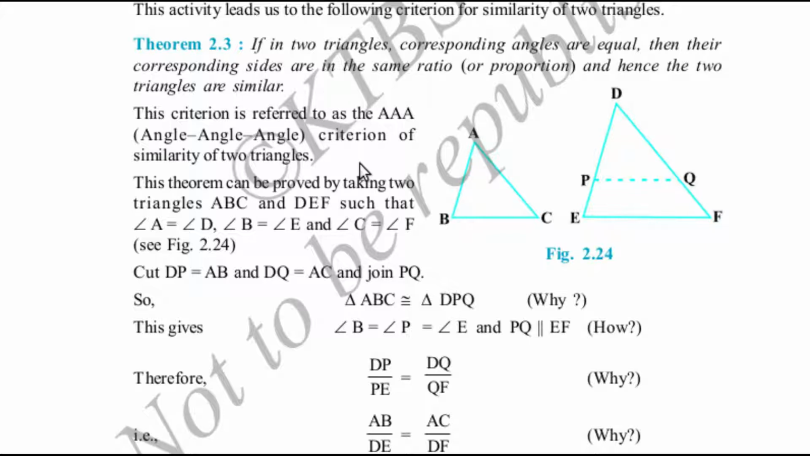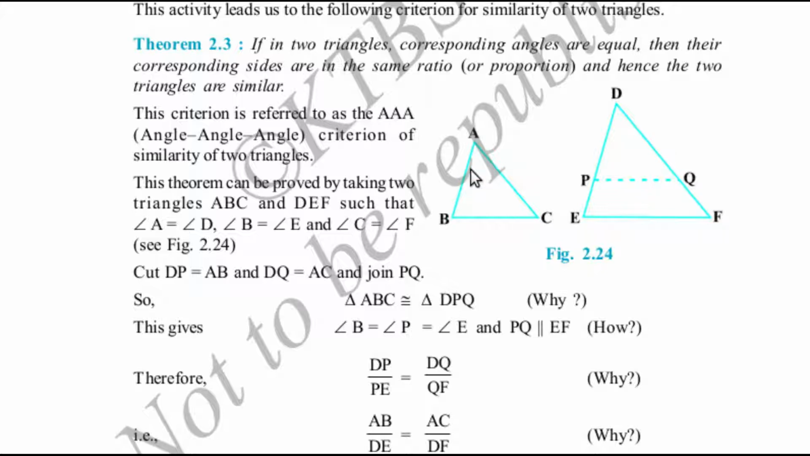So basically what we need to prove is that if the corresponding angles are equal, that is angle A is equal to angle D, angle B is equal to angle E, angle C is equal to angle F, then their corresponding sides are in proportion. That is, AB by DE, AC by DF and BC by EF are in proportion. Now let us prove that if the corresponding angles are equal, then their corresponding sides are in proportion.